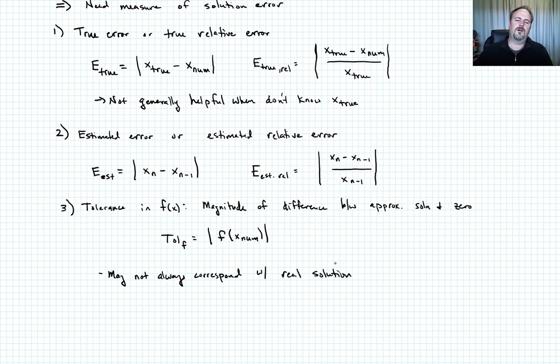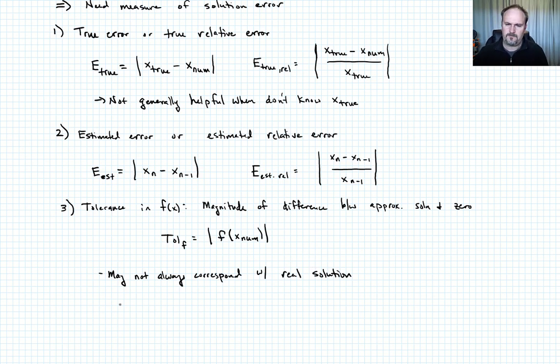I'm not trying to disparage either the estimated error or the tolerance, but neither one is perfect, but they're all we have to work with. So usually when we're working with iterative methods, we choose either one or the other for trying to decide when we want to stop our iterating.